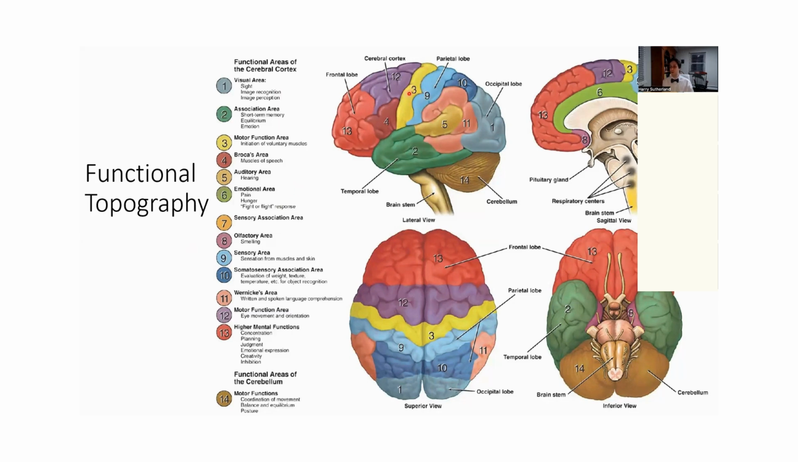So take 3 here, for example. 3 here, we look over to our key, is the motor function area. This is your primary motor cortex. So its primary job in life is to generate impulses that are eventually going to go down to the muscles in your arms and your legs and carry out movement. As another example, you have here in area 4, your Broca's area. In most people, this is on the left, but what it does is it's responsible for the motor production of speech. And all the different parts of the brain have specific functions.